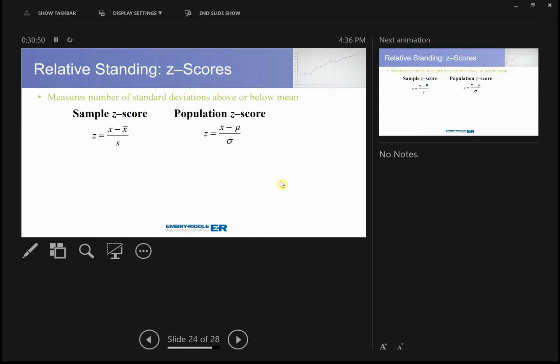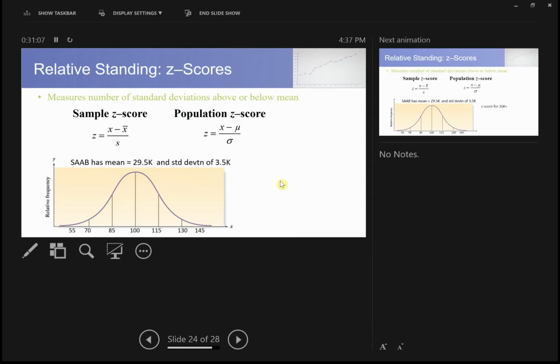Notice that it's signed. If the data value is below the mean, the z-score will be negative, and if the data value is above the mean, it'll be positive. And if I have a population, I'm just going to substitute the population mean and the population standard deviation. And so we're going to see that this is how we're actually going to start really thinking about data values now. We're going to basically just put down the number of standard deviations.